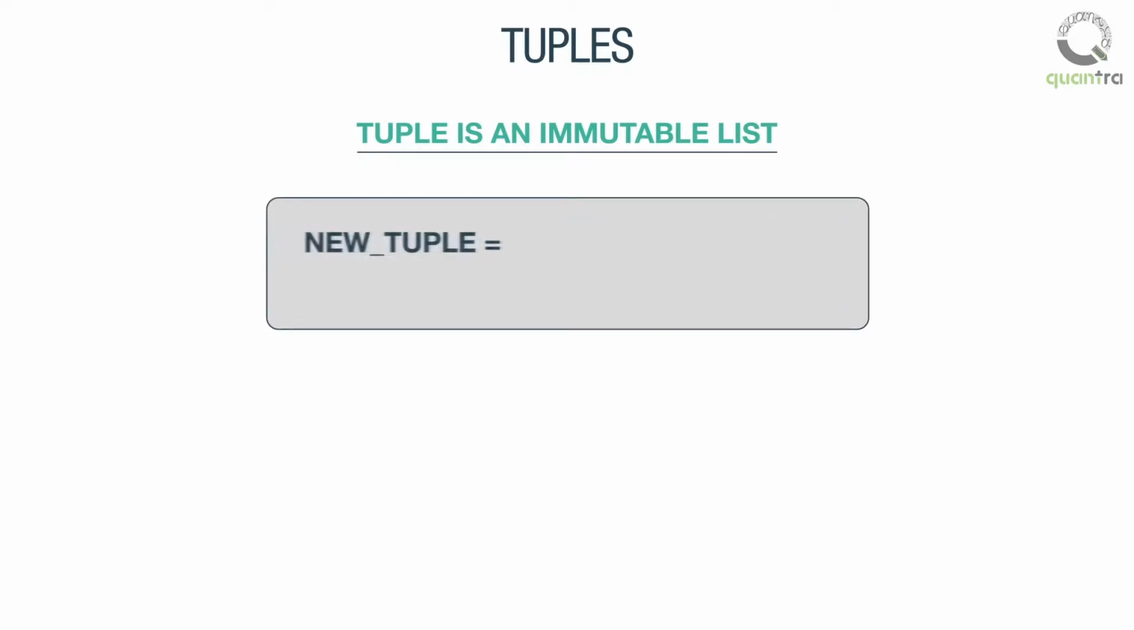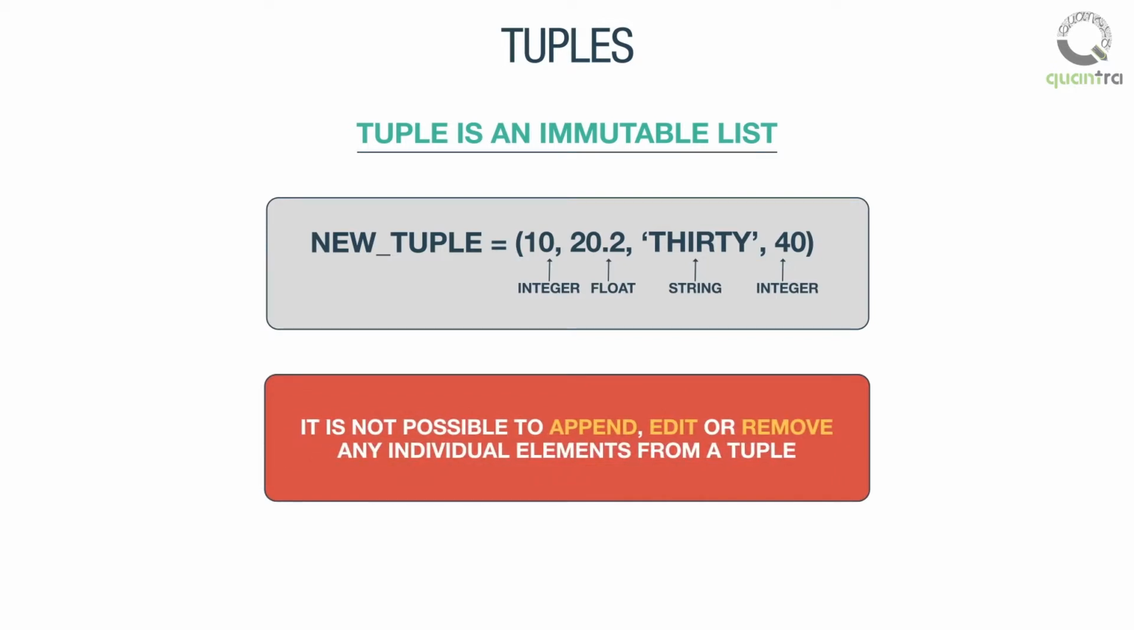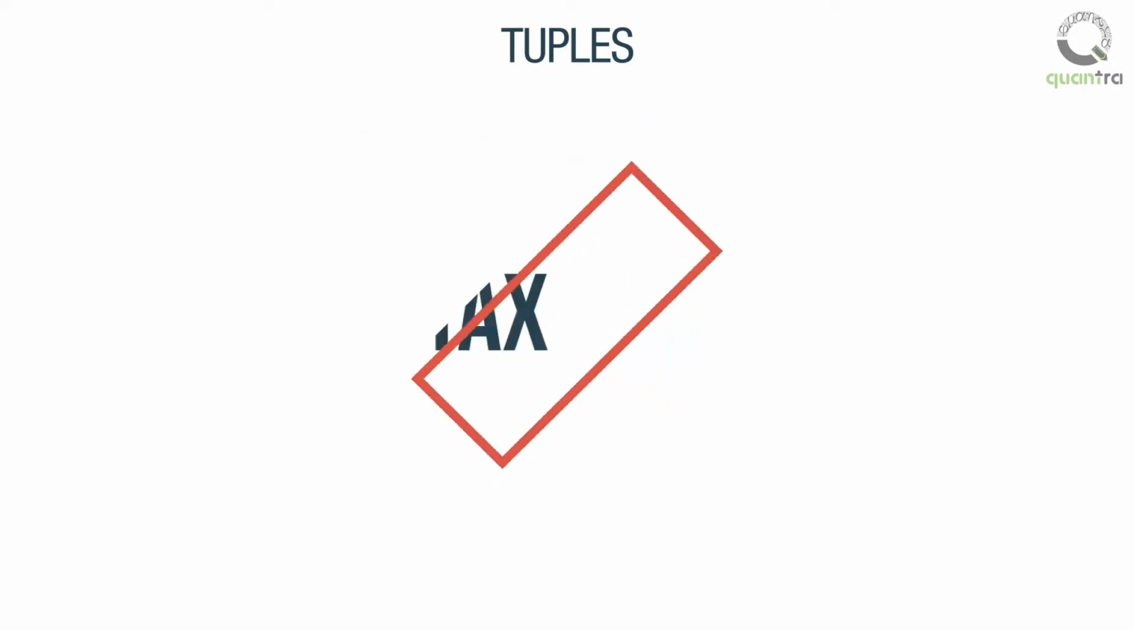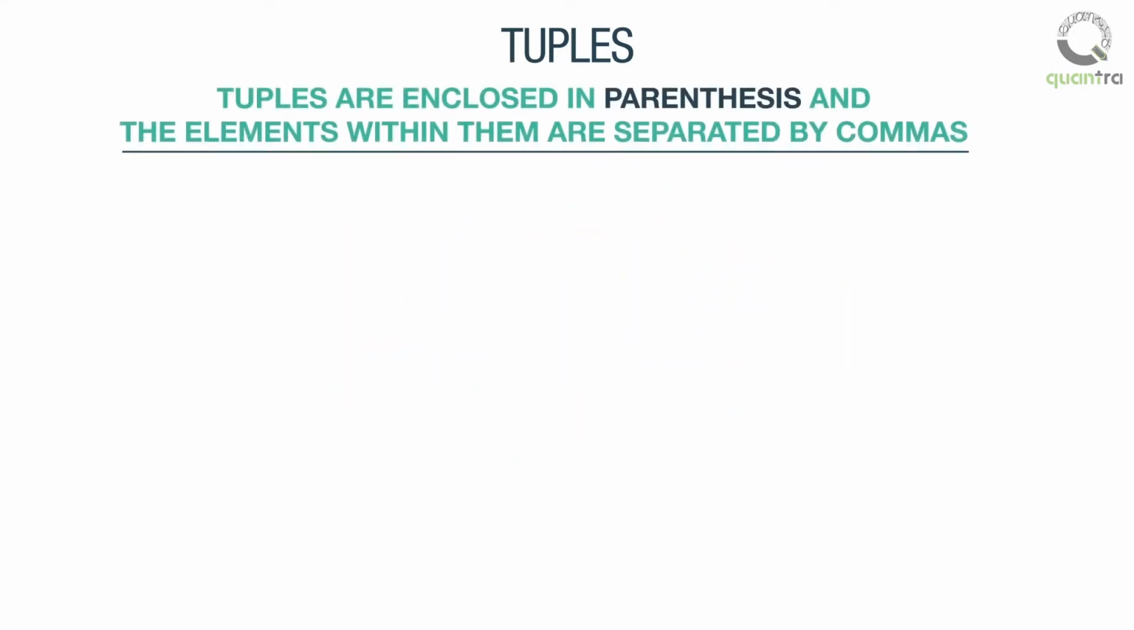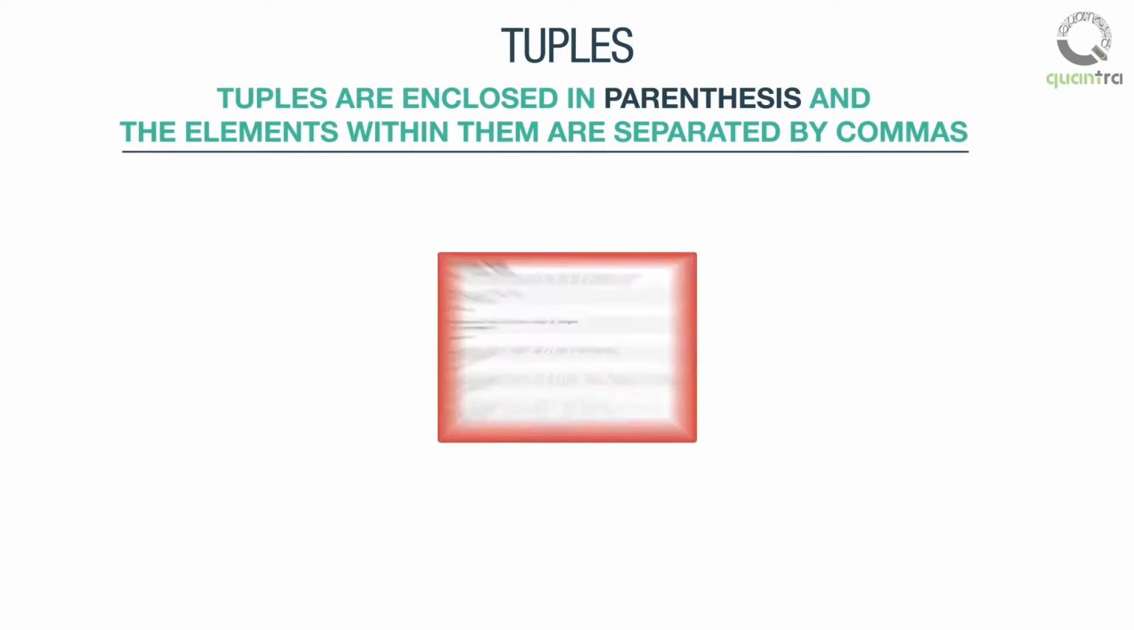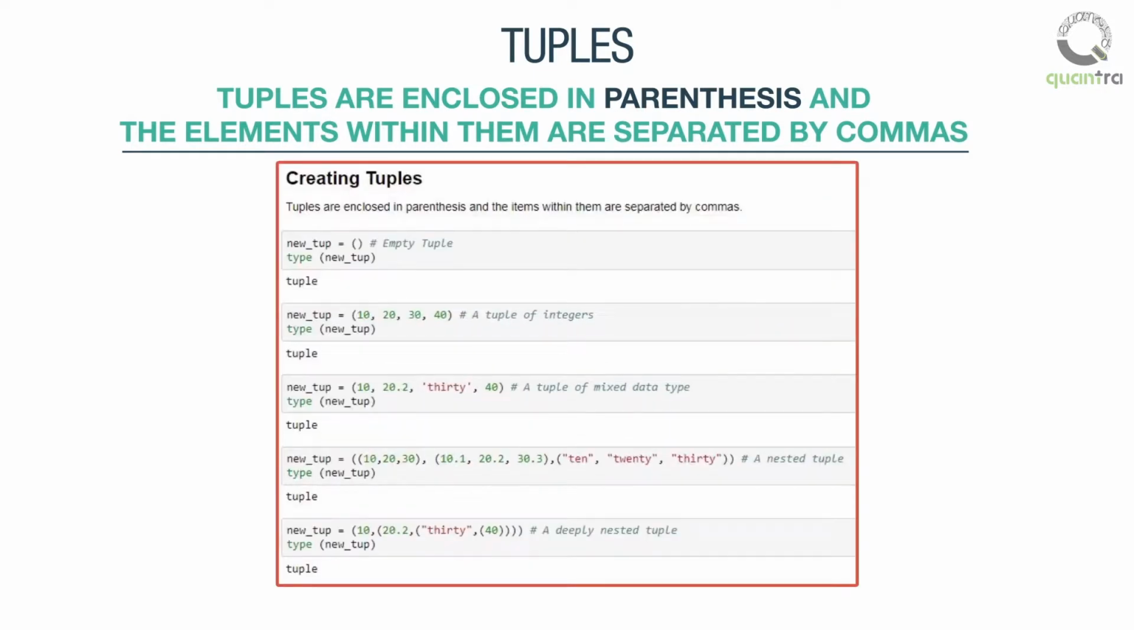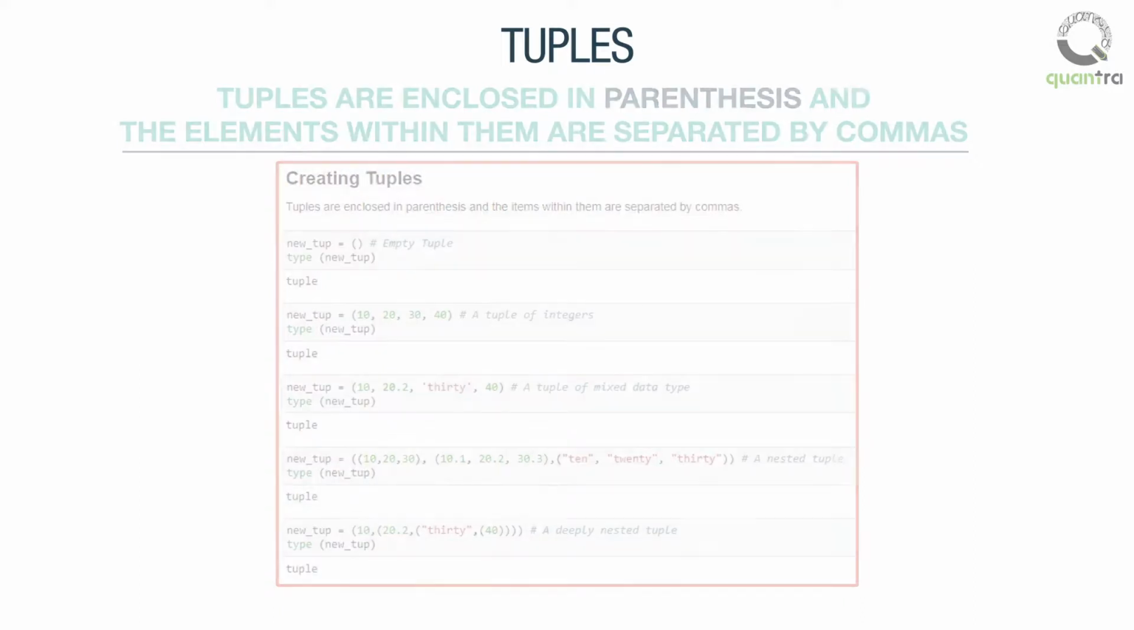Similar to lists, a tuple can contain a heterogeneous sequence of elements, but it is not possible to append, edit, or remove any individual elements from a tuple. Syntax for tuple. Tuples are enclosed in parentheses, and the elements within them are separated by commas. You may pause the video and have a look at a few examples of tuples.